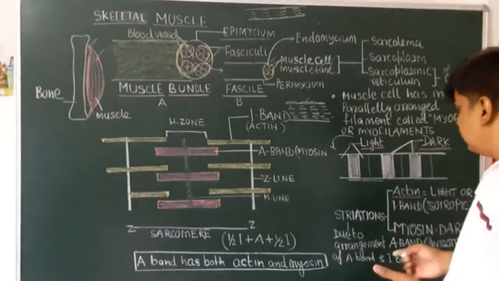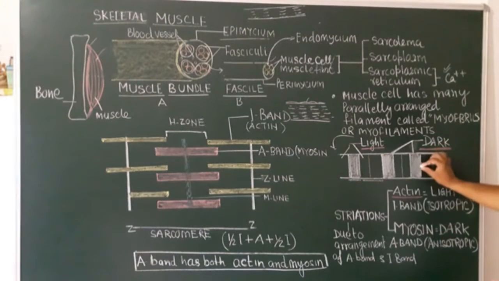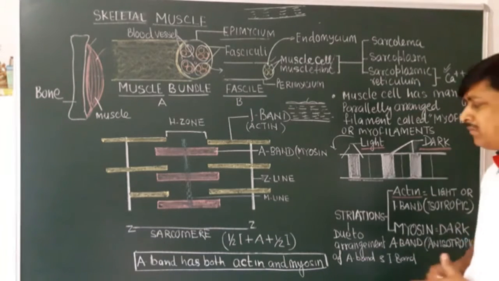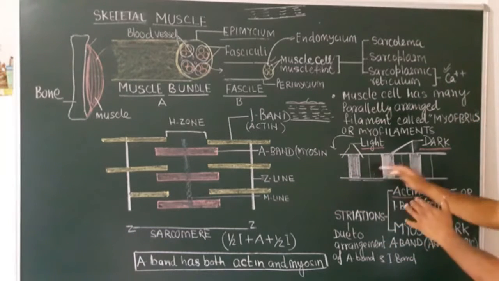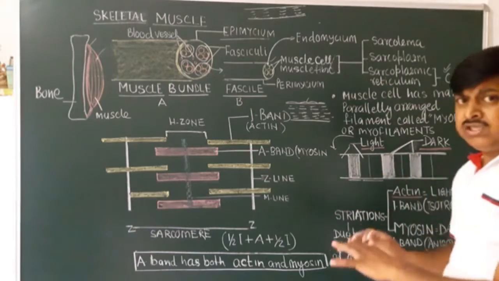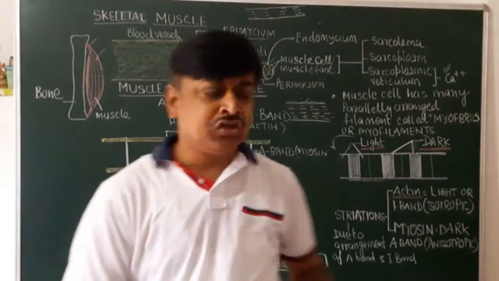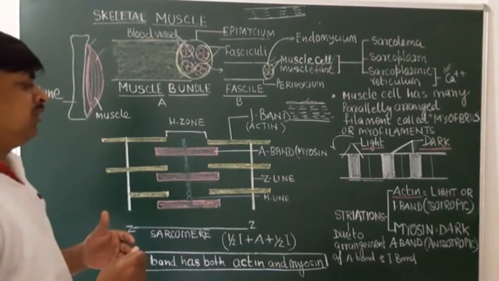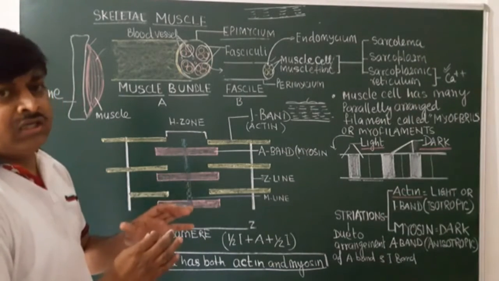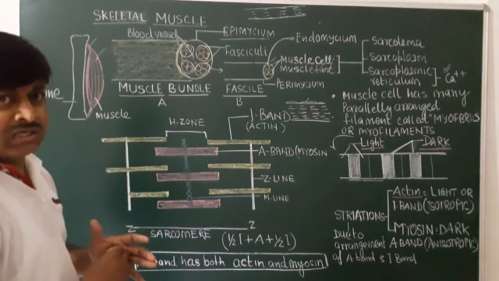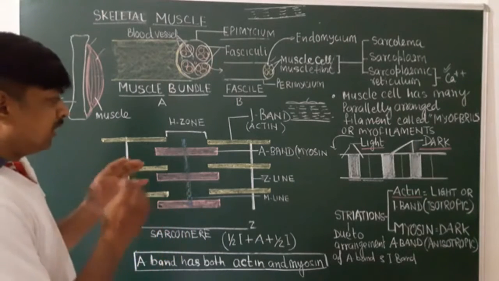Or you can say, here you can see this dark band, it is because of the myosin. This is the dark band and it is called the A band, the anisotropic band. So hope you are clear with this. Clear? And this alternate arrangement, again I am telling you, this arrangement of light and dark striations that you are seeing, because of it the A band and the I band are visible. Actin and myosin. Clear student?